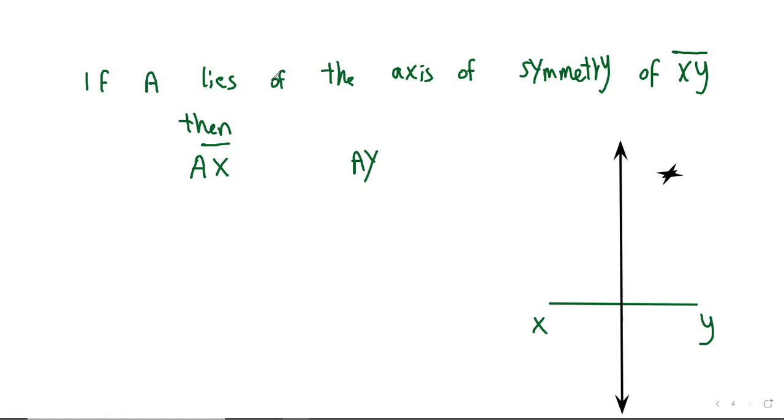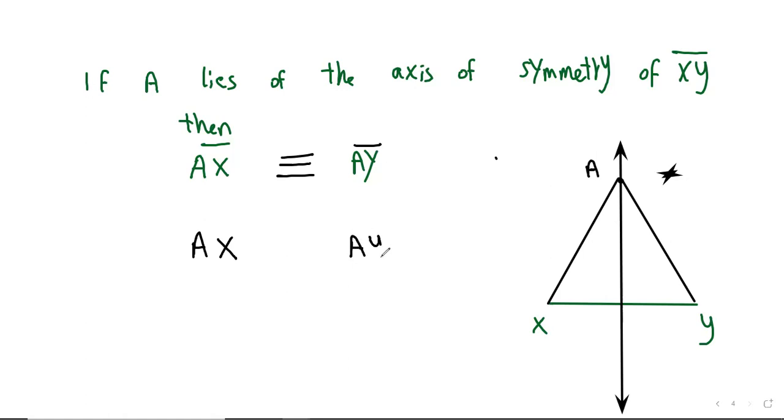If A lies on the axis of symmetry, this point A here lies on the axis of symmetry. So what is the relation between AX and AY? It's very, very easy. AX and AY, the relation between them, they are equal. So AX line segment and AY line segment, they are congruent. If it was AX only, without this line above it, and AY, you write equal. They are equal in length.